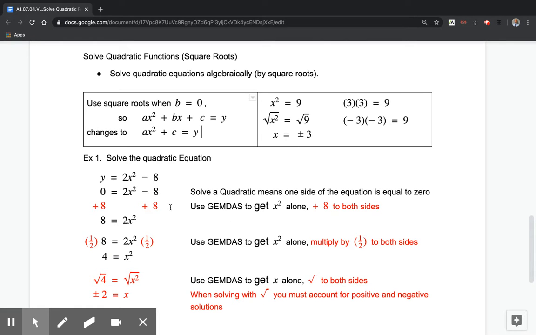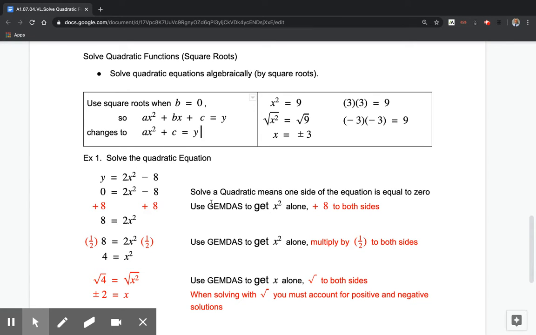So here we have an example. We have the equation y equals 2x squared minus 8. And the first thing that we want to do when we solve a quadratic means that one side of the equation needs to be equal to 0. So we're going to substitute y, and we're going to say, when does this equation equal 0?